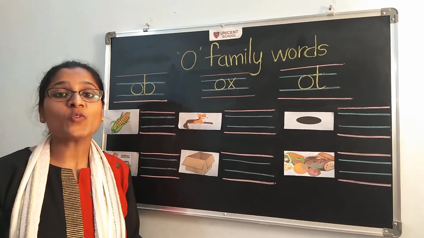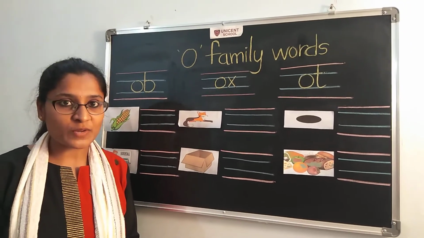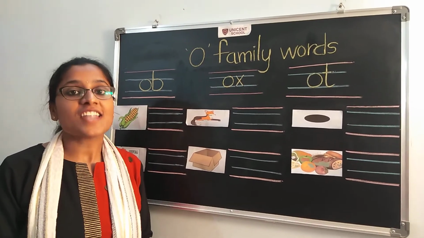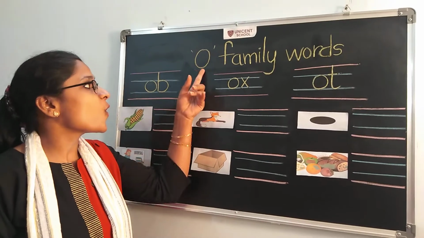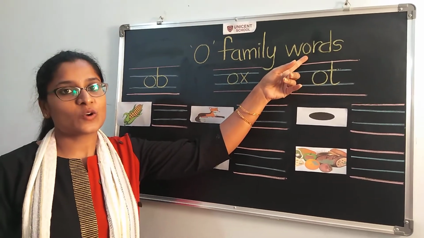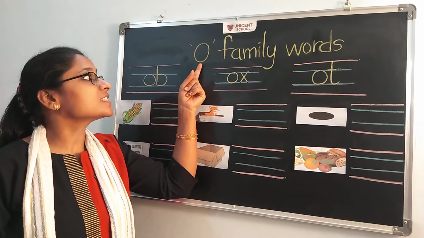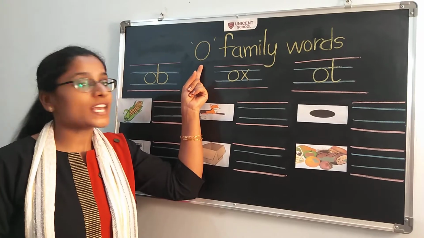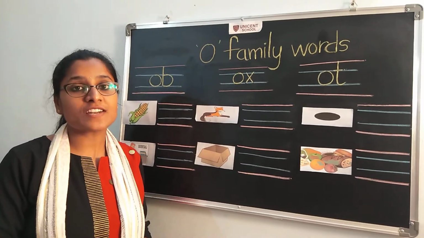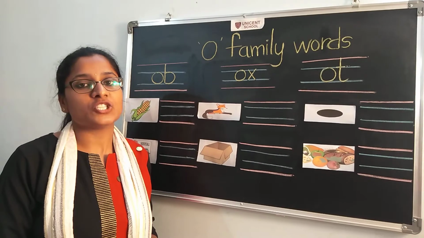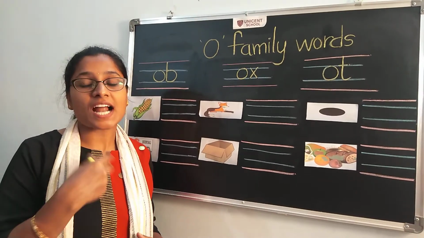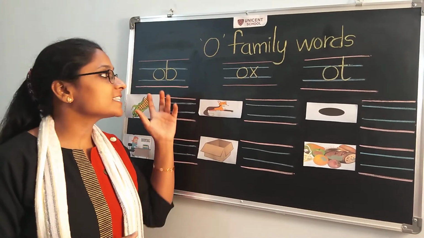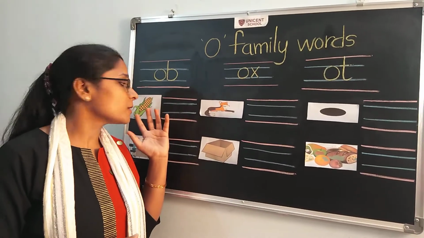Till now we have learnt A family words, E family words, I family words. Now we are going to learn about O family words. Do you know what sound O makes? O makes the sound O. O for orange. When you're saying orange, the starting sound is coming as O. Let's see some examples with pictures.